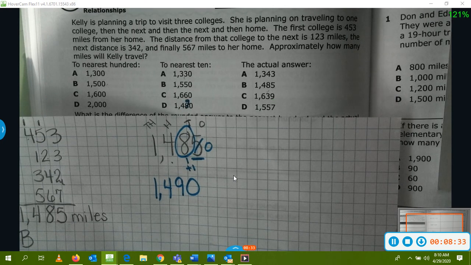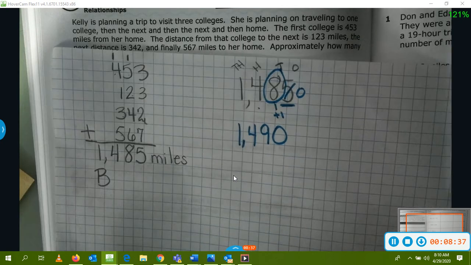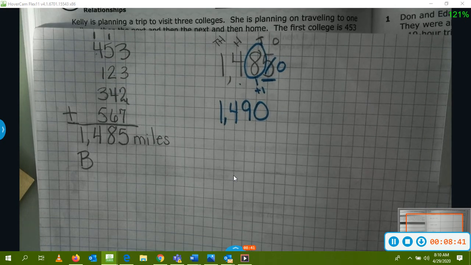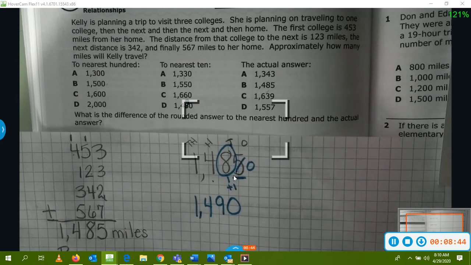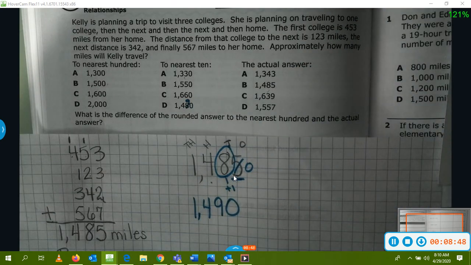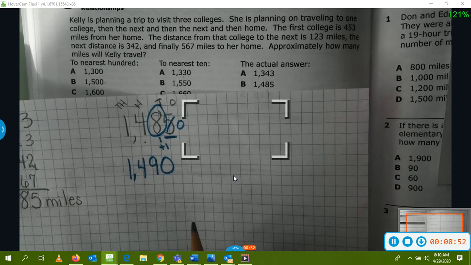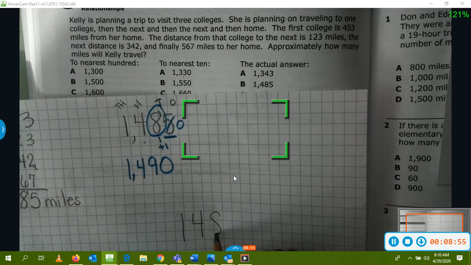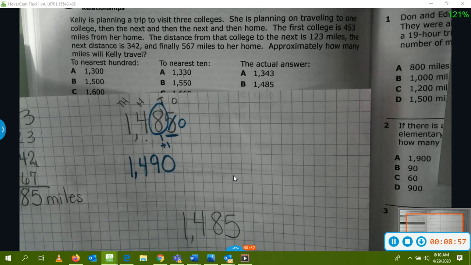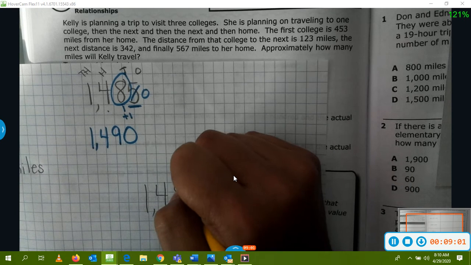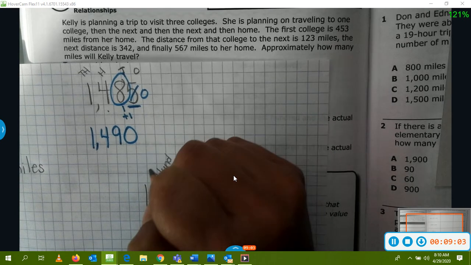Okay. Now we're going to take that same number, our original number, which was 1485, and now we're going to round it to the nearest 100. So rewrite the number in a different spot, 1485. And this time we're going to round to the nearest hundreds. So this is the ones, tens, hundreds, thousands.